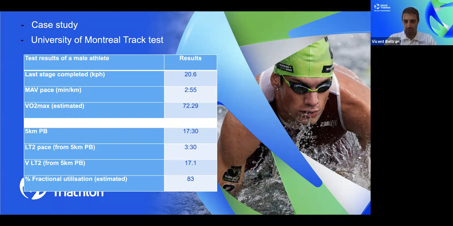So we watched in week 2 how to run the University of Montreal track test. After that, the last stage completed by our athlete was 20.6 kilometers per hour, which is a pace of 2:55. So that will be the maximum aerobic velocity pace. Based on a formula, the estimated VO2 max is 72. Then we know our athlete has a personal best in 5K of 17:30.